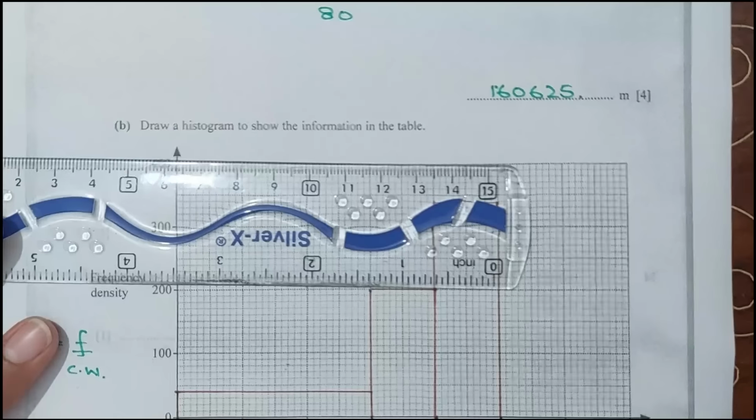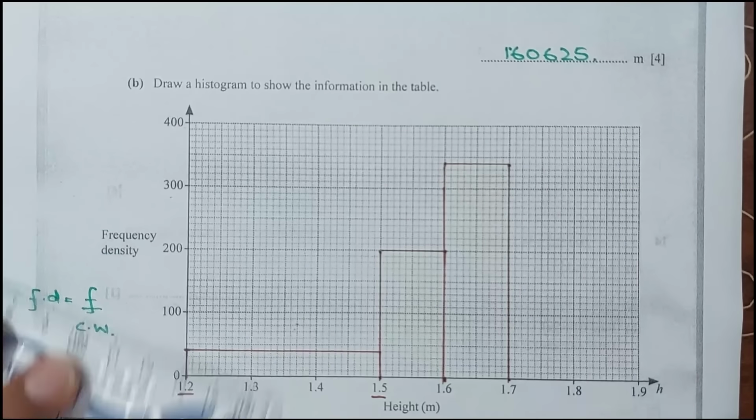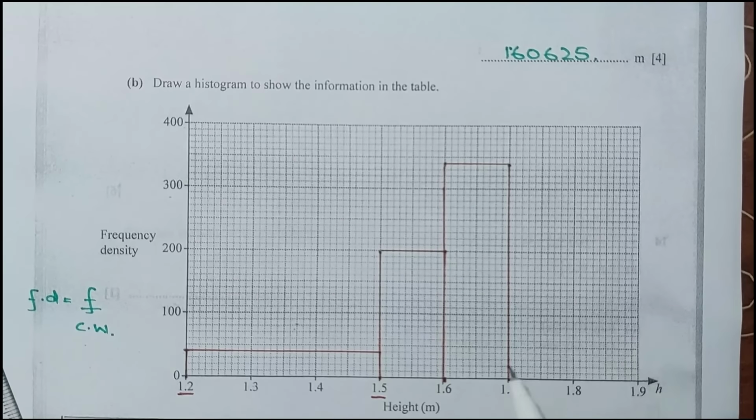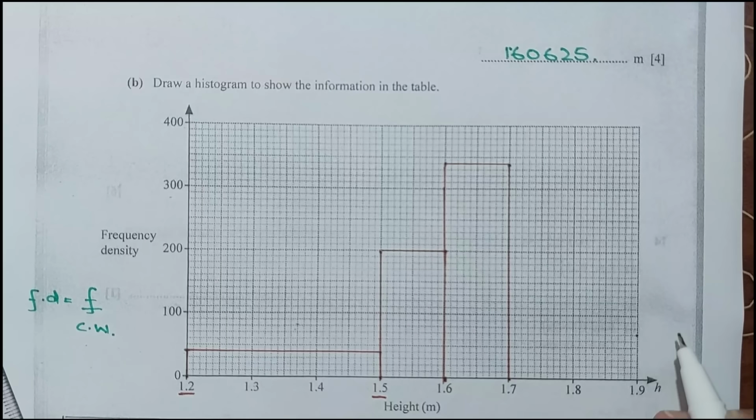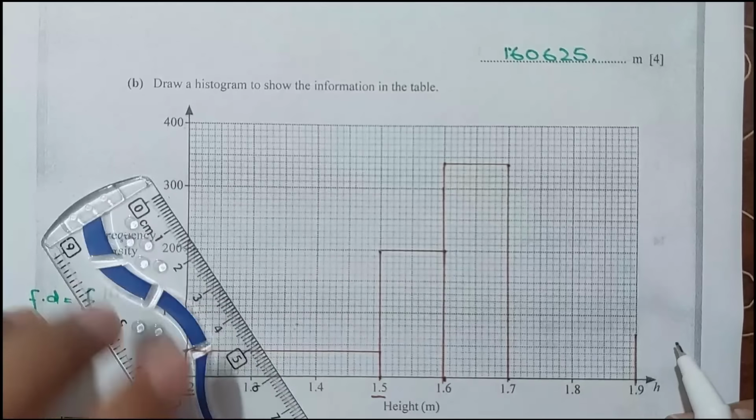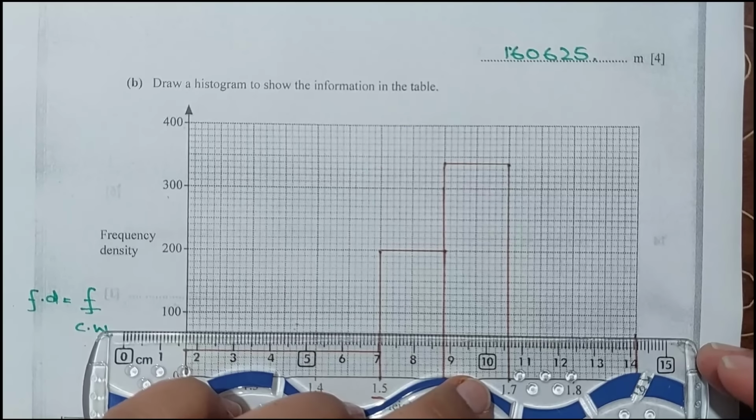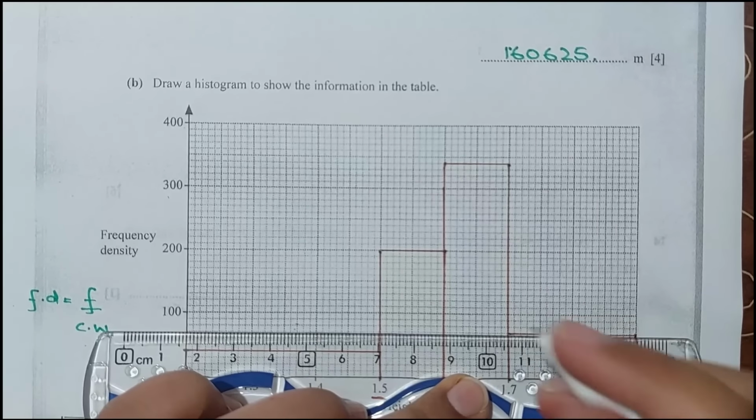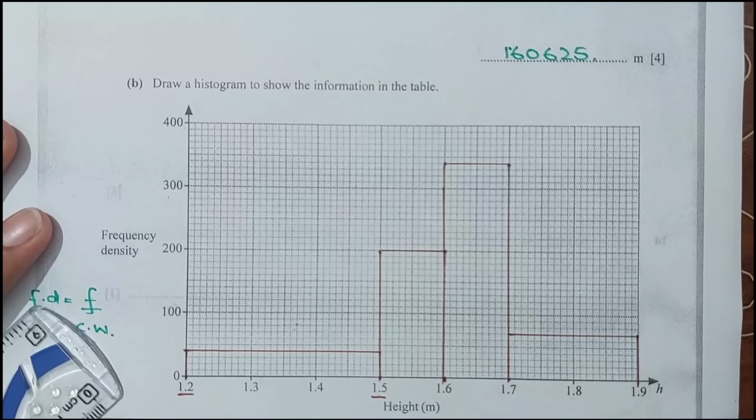This is 70. 1.7 and 1.9, where is 70? This is 50, 60, and 70 is over here. All right, this is how the histogram looks like.